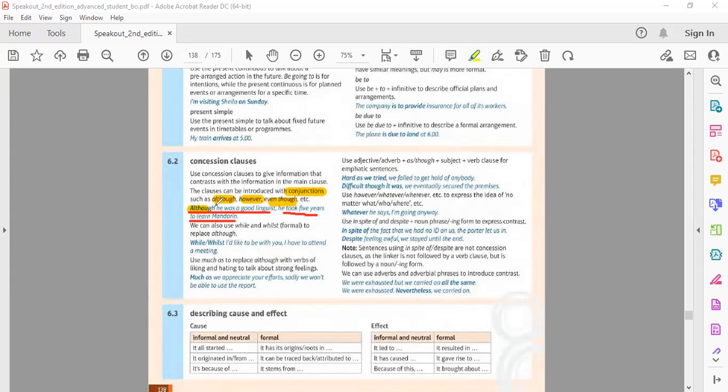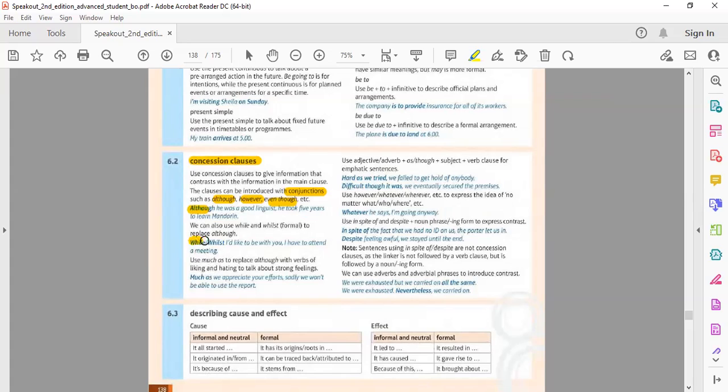If you delete this one, or if you delete this one, the first one would be just meaningless. Imagine you stop here: although he was a good linguist, and it's not complete, right? This is what we call a complex sentence, and the concession clauses here come in. I believe all of them are complex sentences here.